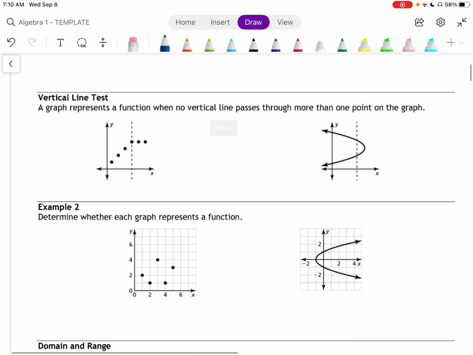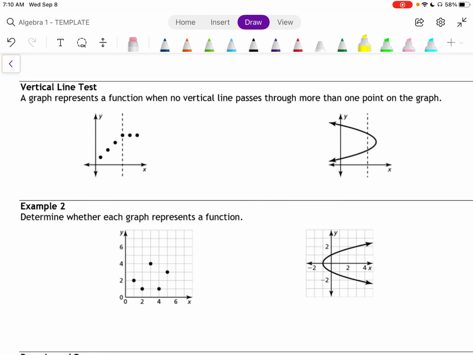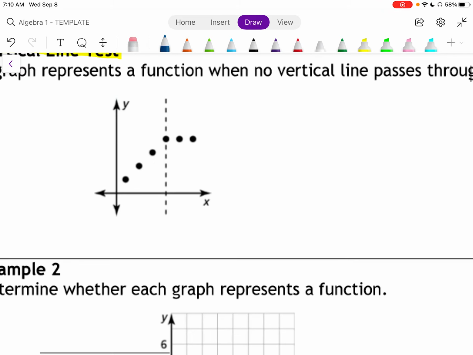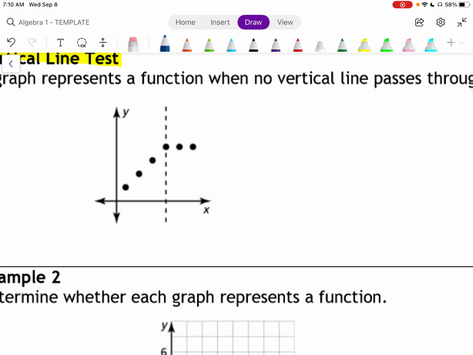Next up, we want to look at whenever it's a graph. So we have a special test, a vertical line test. A graph represents a function when no vertical line passes through more than one point on the graph. On the left here, this would be called a discrete graph where it has little points. They drew in a vertical line. It only touches one point. We could draw in some more vertical lines, and every vertical line would only touch one point, right? We couldn't draw a vertical line that would touch it twice. So this is going to be a function because it passes the vertical line test.